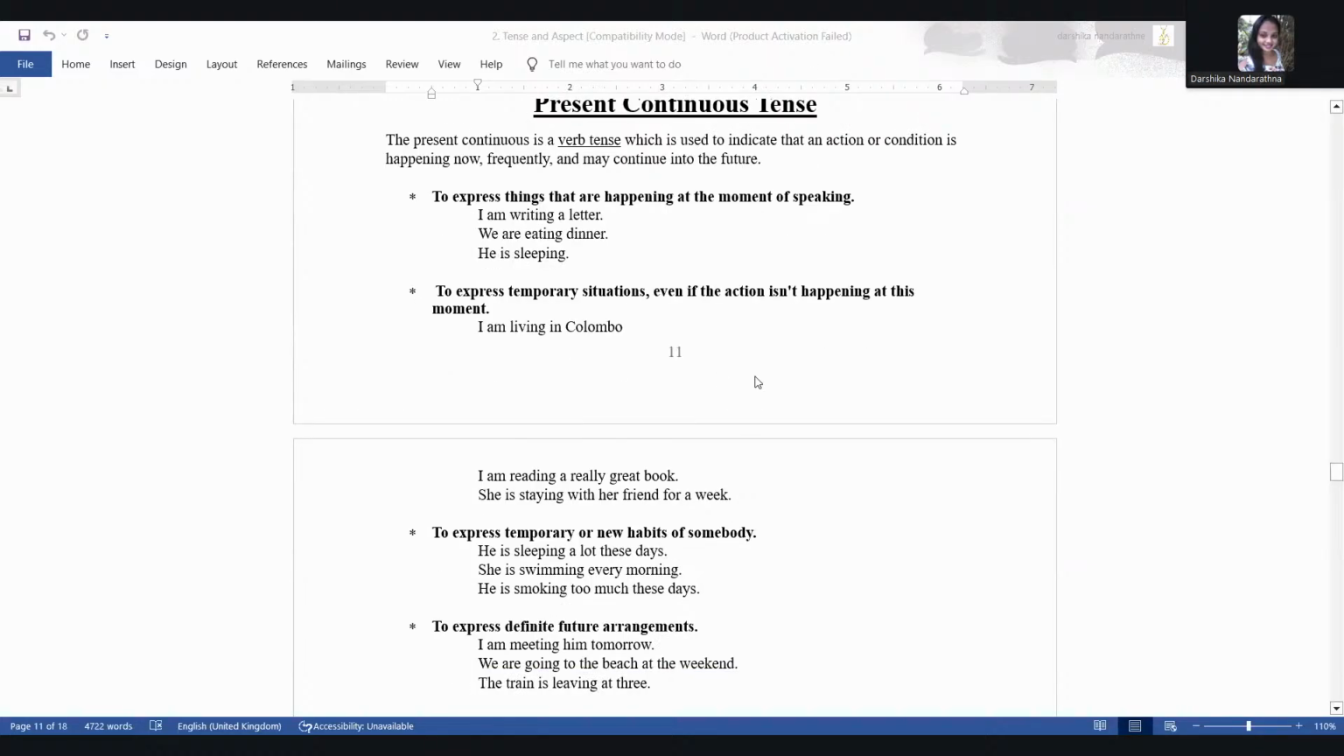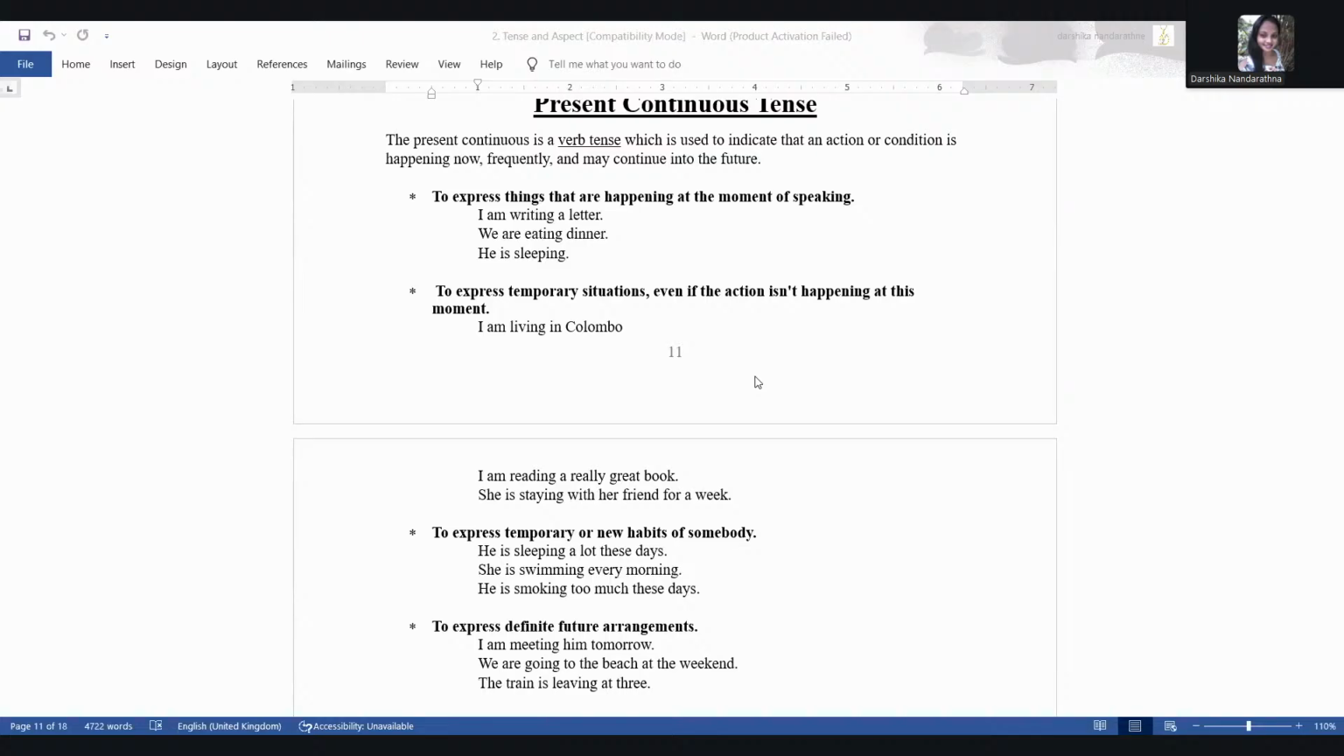Present continuous tense can be used to express things that are happening at the moment of speaking. At the moment of speaking. So right now, at the moment of speaking, when talking about an action in progress. Like, I am writing a letter. That is the action which is going on at the moment of speaking.